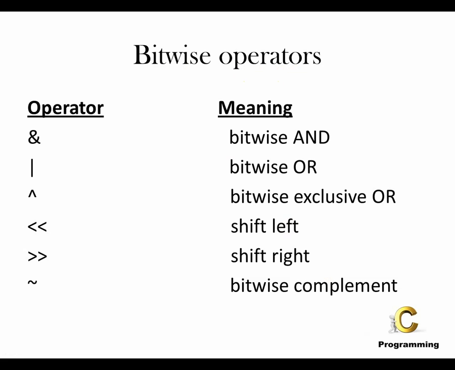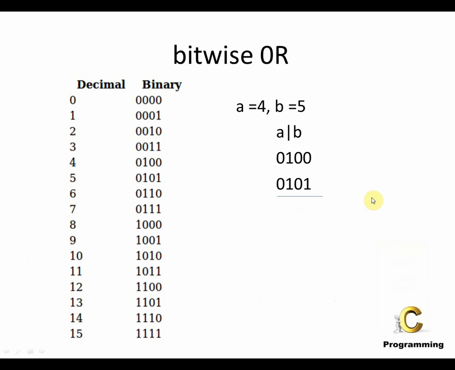The first bitwise operator is bitwise AND. The second is bitwise OR. The third is bitwise exclusive OR. The next is shift left. The next is bitwise shift right, and the last one is bitwise complement. So let's see each of them.